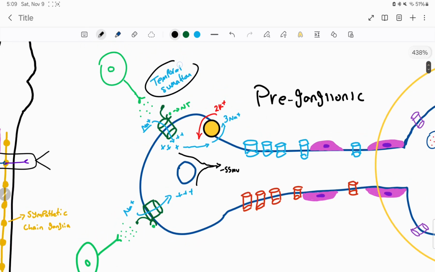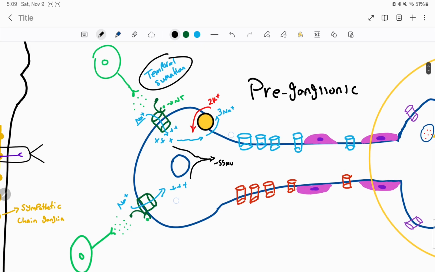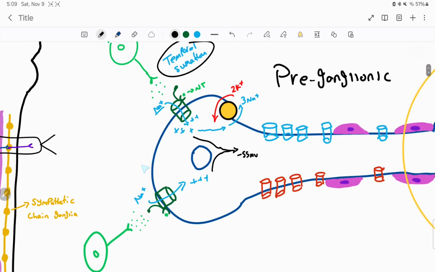Initially, we said temporal summation was not going to be enough to get us to threshold, right? So what do we have to do? We're going to have to do what's called a temporal and spatial summation. You guys already should know, spatial summation is when multiple neurons act on a postsynaptic neuron, okay? So here is one neuron and here's another neuron, and both of these guys are acting on this postsynaptic neuron. But this guy was originally acting as a temporal summation. So we kind of did a combination of temporal and spatial summation.